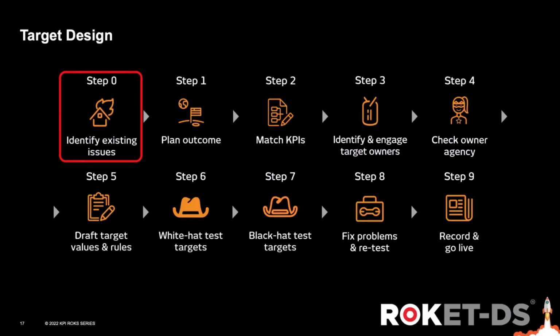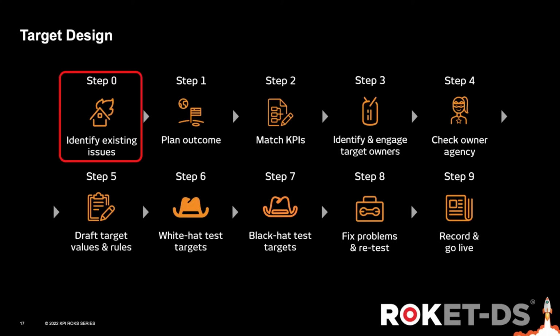And this is the target design overview. So you have 9 steps. The first step is where you have existing targets and issues, and you identify and document them if needed. Then you plan the outcome and identify high-level outcomes. Then you go to your KPI tree, for example, from the previous workshop. You match the KPIs that are important to track and achieve your high-level goal.